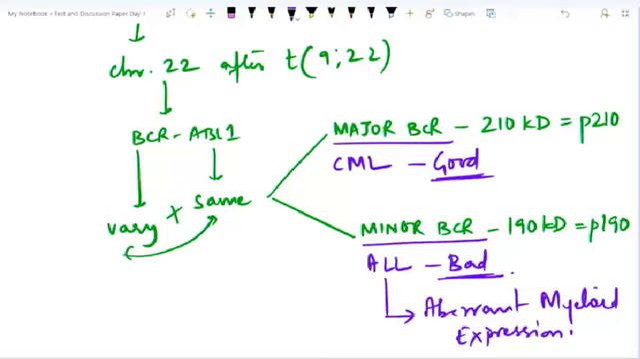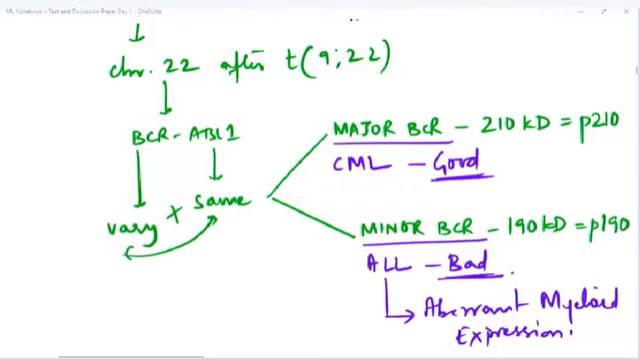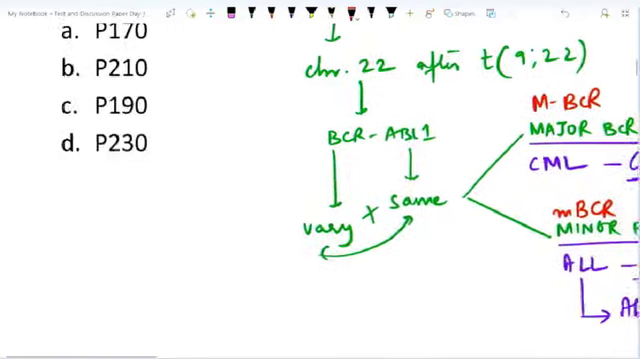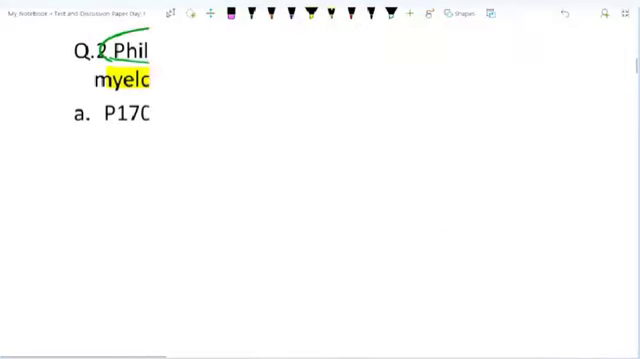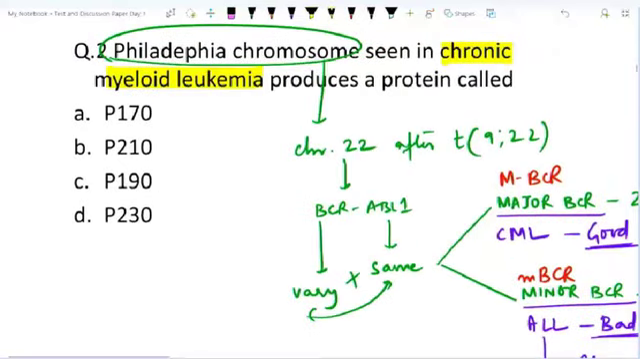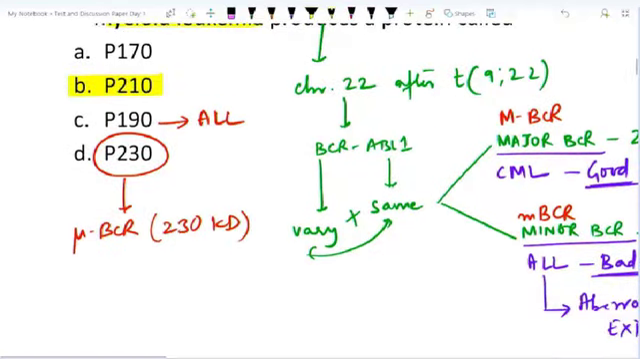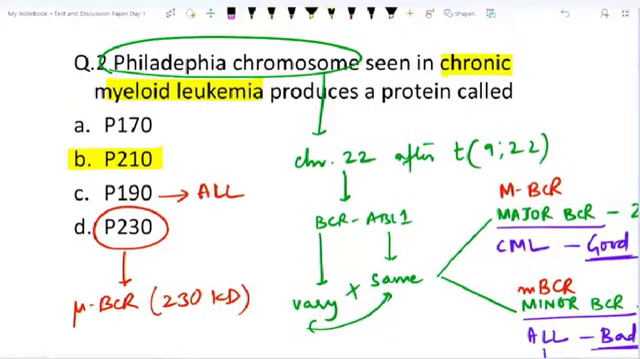So remember, major BCR is denoted as capital M BCR, and minor is denoted as small m BCR. So now when you look at the question, I hope it makes sense. The Philadelphia chromosome seen in chronic myeloid leukemia makes a protein called P210. P190 is seen in ALL, and P230 is actually micro BCR, which makes a 230 kilodalton protein and has a very varied expression, so you need not know about it.